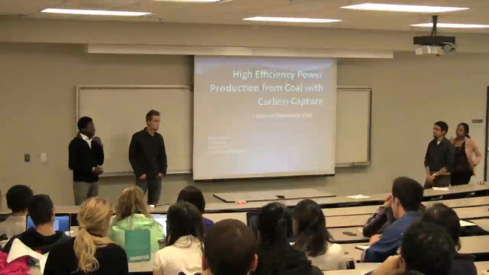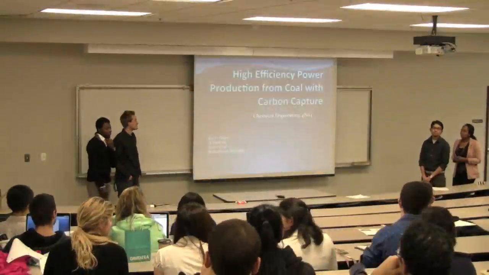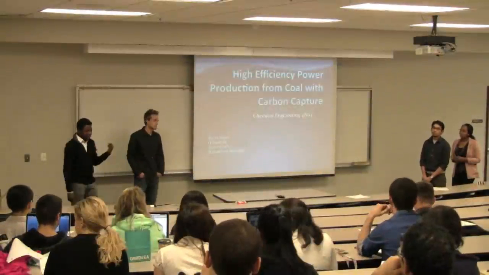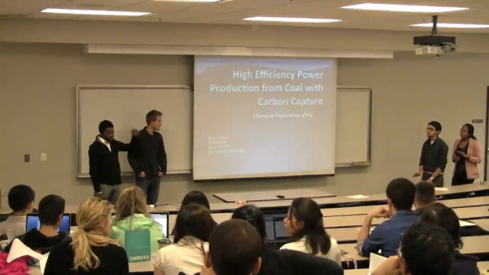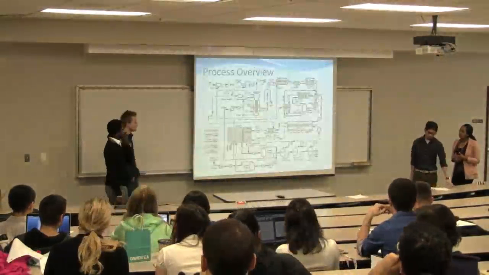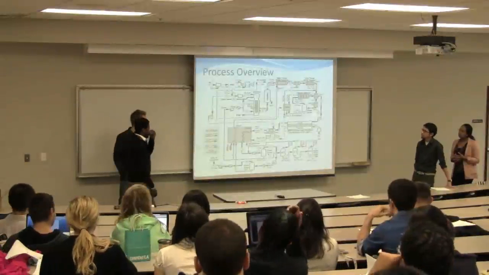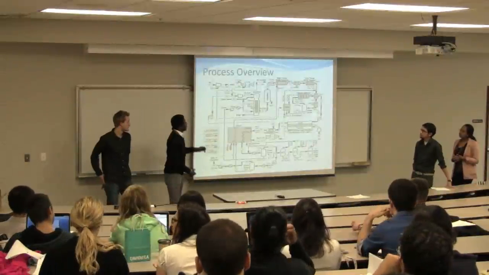So our topic for today is high efficiency power production from coal with carbon capture. And so a brief description of the process overview. This is our flow sheet. Basically, this flow sheet has 9 processes in it.